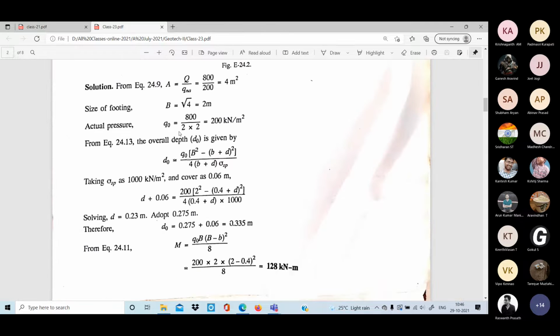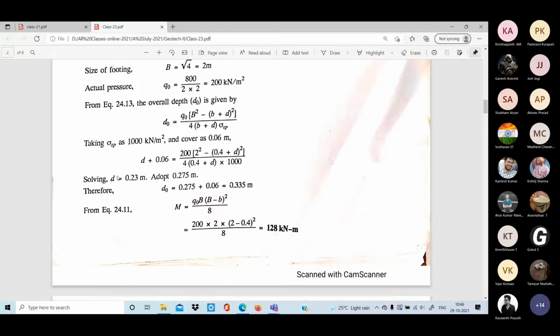So what we can do, overall depth can be calculated. Cover, we have assumed it, okay, 0.06 suppose, and we can find out the D. Solving this one, D we will get. And once you get D, it is just rounding up 0.23, instead of 0.23 they have adopted 0.75, and when you add this cover, then you will get the D naught, that means the overall depth. So 0.335 meter, okay, 0.335, then it's not in a half meter also, that's the width.